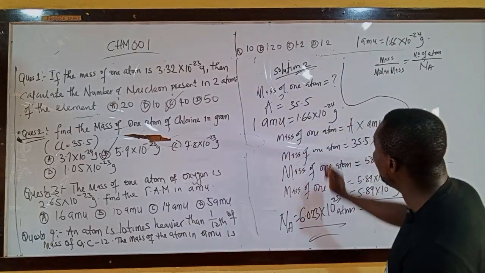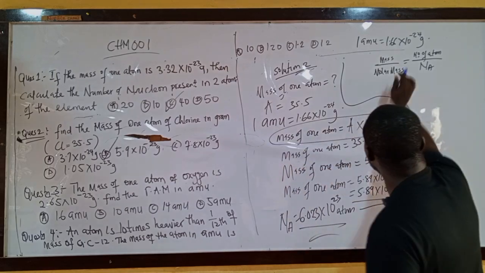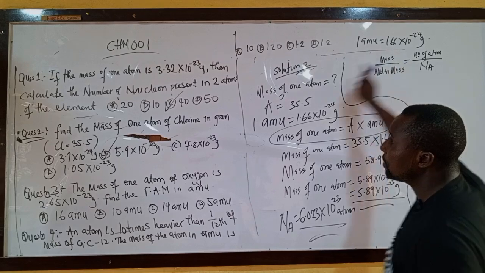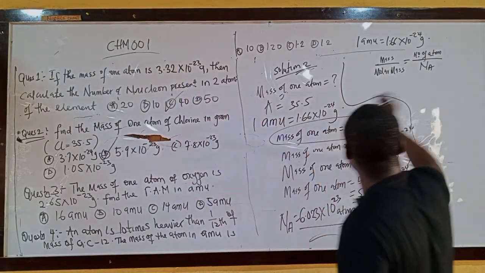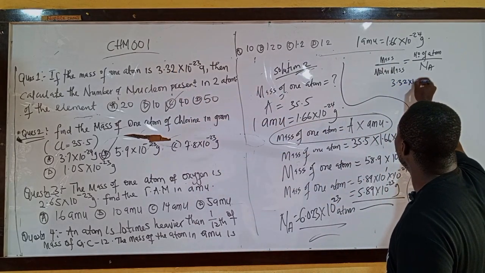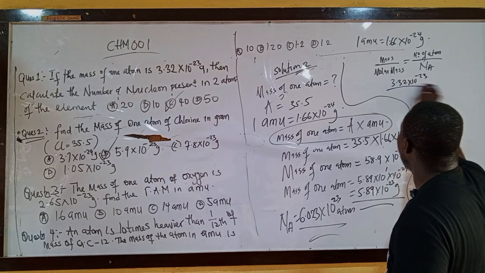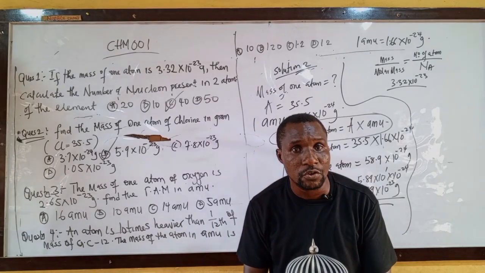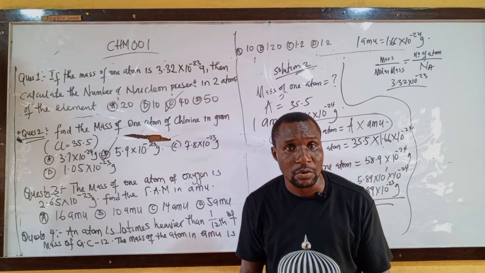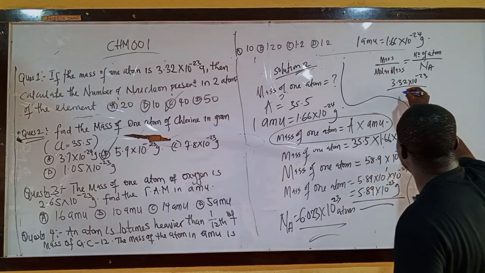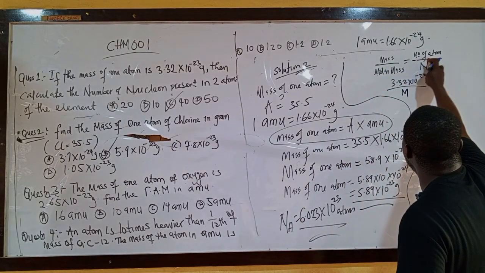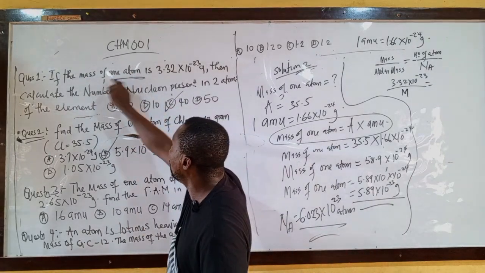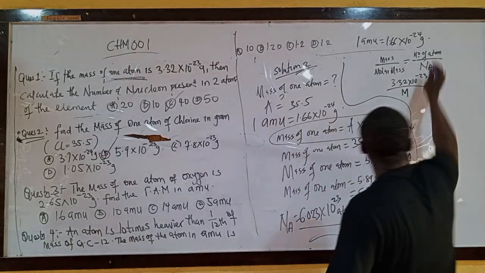If you don't want to use this formula, you can use that one. Let me try it for this one. You have mass, given as 3.32 times 10 raised to the power minus 23, over molar mass. That is the nucleon number, the mass number, and that's what you are looking for. Molar mass is unknown. Because of number of atoms, how many atoms? One atom.